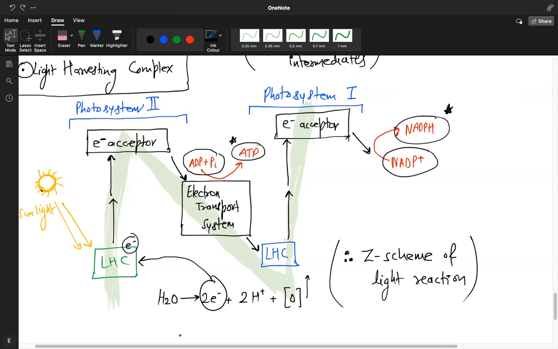In the ETS, electron transport system, the energy from the first electron acceptor in photosystem 2, which comes first in the functionality, is used to make ATP, and the remainder energy goes to the second LHC. Now just by looking at it, tell me which photosystem do you think will have higher absorption maxima in terms of nanometers, and which photosystem will have a lower absorption maxima?